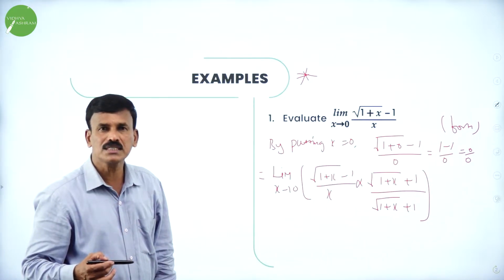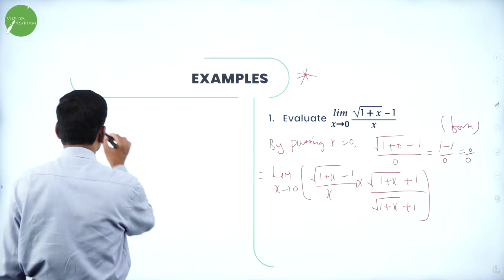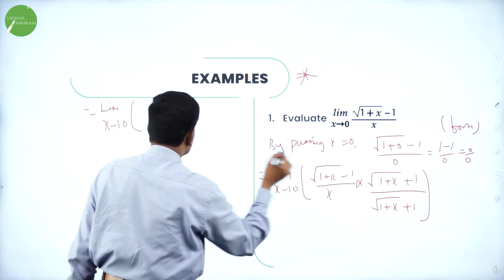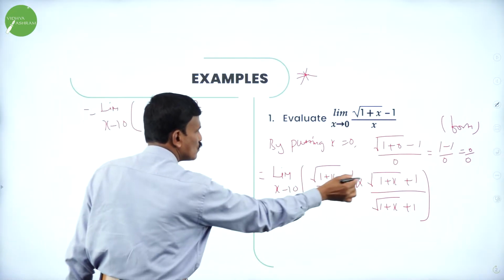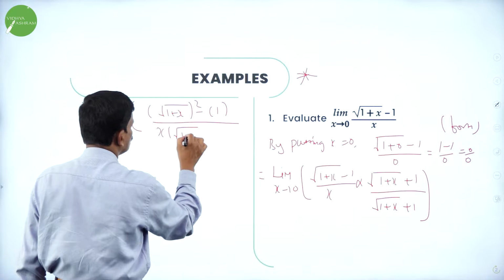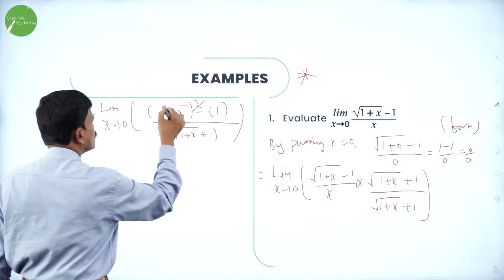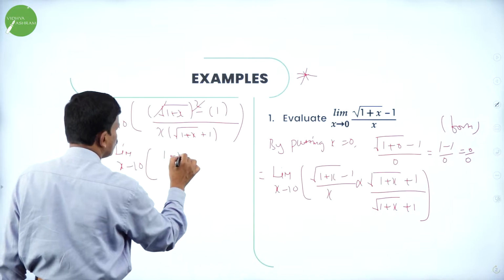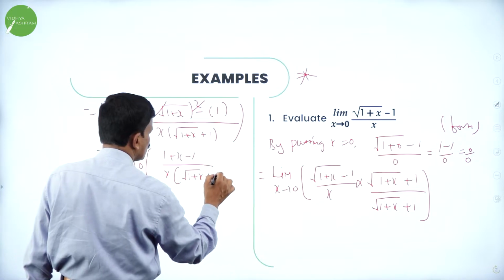Multiply both numerator and denominator by root of 1 plus x plus 1 by root of 1 plus x plus 1. Now, multiply this. This is equal to limit x tends to 0 of root of 1 plus x into root of 1 plus x is root of 1 plus x whole square minus 1 into 1 is 1, divided by, in the denominator you will get x into root of 1 plus x plus 1 as it is. Now, your square and square root gets cancelled. What is left over is limit x tends to 0 of 1 plus x minus 1 divided by x into root of 1 plus x plus 1.